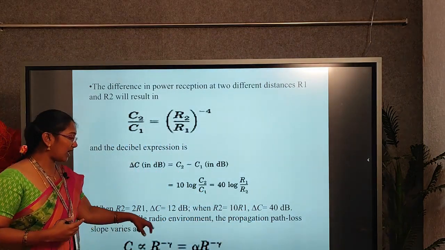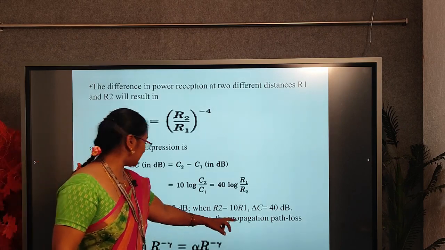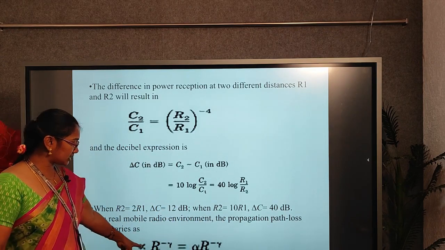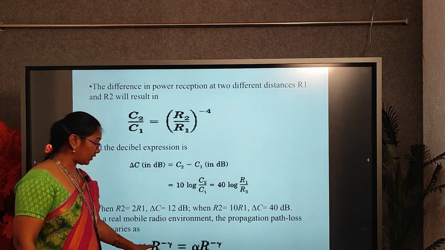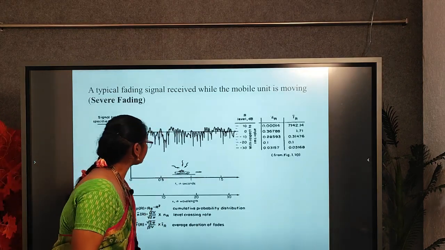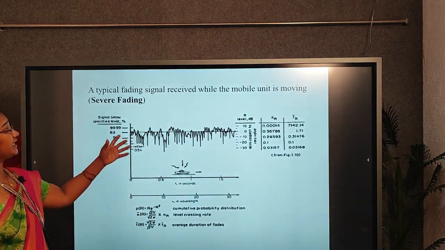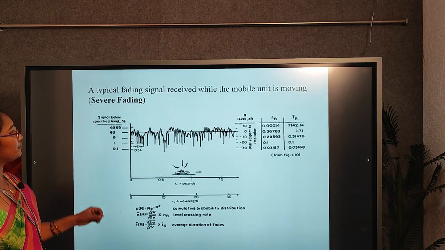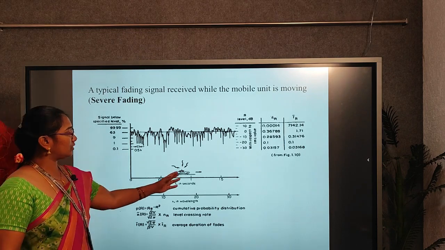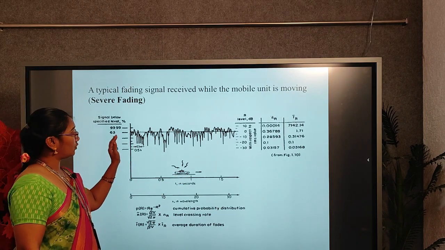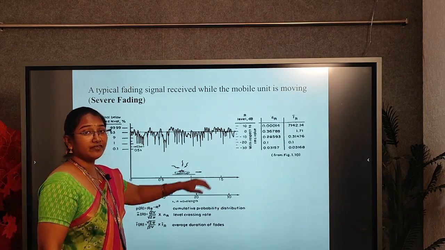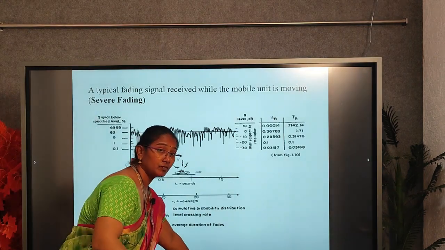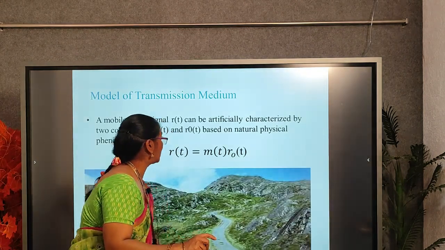In a real mobile radio environment, the propagation path loss slope varies. C is directly proportional to R to the power minus gamma. A typical fading signal is received while the mobile unit is moving. See here, the mobile unit is moving. What happens? Different fading will be there, right? So the signal will be increasing or decreasing, whatever it may be.